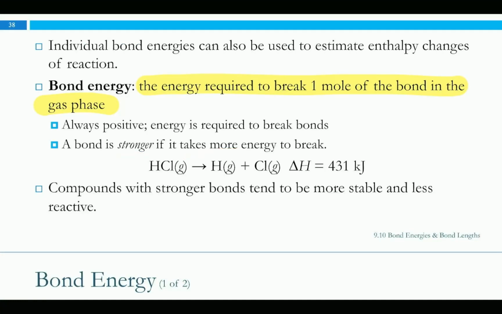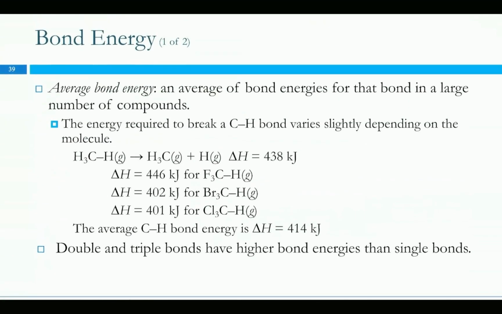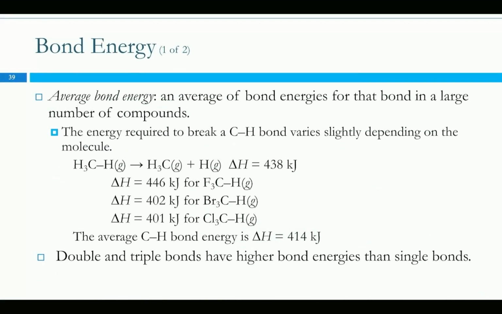So the HCl bond is 431 kilojoules. I don't really have anything to compare that to, but we could compare something else. Something that's more than 431 kilojoules is higher energy, or a stronger bond. Less energy would be a weaker bond. One of the things we can do with this is combine it with Hess's law, and we can calculate bond energies for molecules based on individual bond energies.